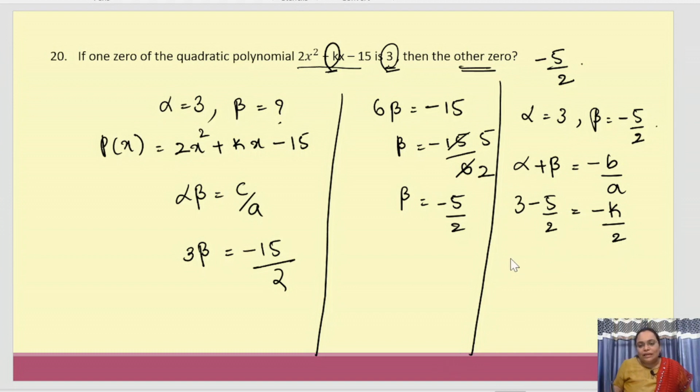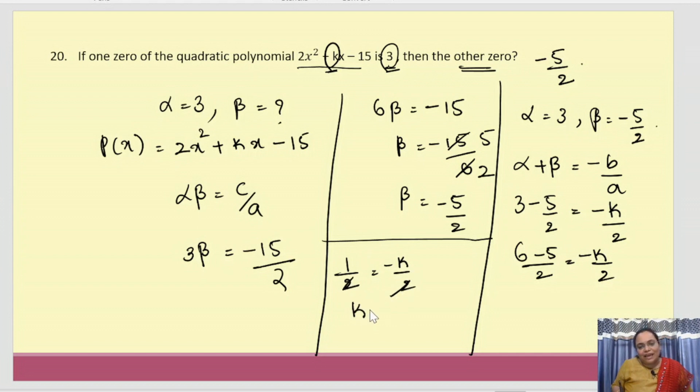Okay. So if you take an LCM, you will get 6 minus 5 by 2 is equal to minus k by 2. You will get 1 by 2 is equal to minus k by 2. So 2, 2 will get cancelled. You will have k is equal to minus 1. Okay, clear?